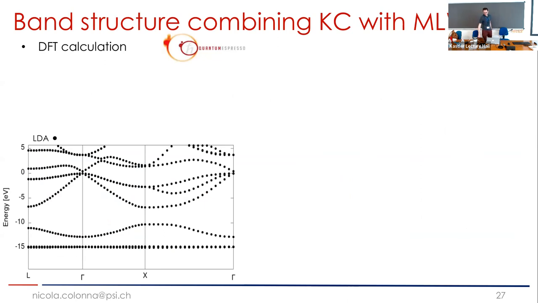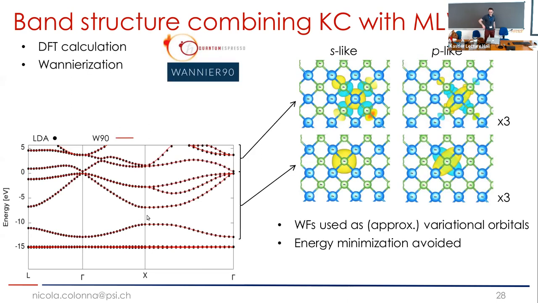But everything starts with the PWscf calculation. This is the LDA band structure of gallium arsenide. Then we use the Wannier90 code to obtain the Wannier functions. And we have to do this in a two-step procedure, so we Wannierize separately the occupied and empty manifolds. This is to have meaningful localized orbitals for a charge excitation process. And then, as I was saying, we use this as a proxy for the variational orbitals. And in most cases, this is an extremely good approximation. So the minimization really doesn't modify much the maximally localized Wannier functions.